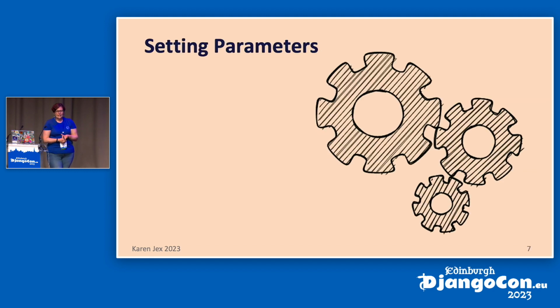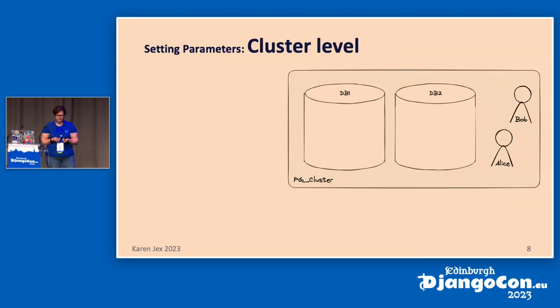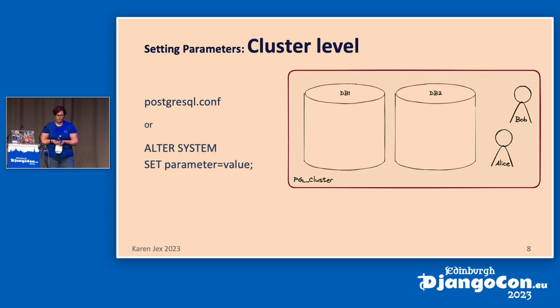So you can set parameters in Postgres in various different ways and at several different levels. You can set them for the whole Postgres cluster. So that would be either by putting the relevant value in the PostgreSQL.conf or by using an alter system, so you set the value that you want for your parameter.